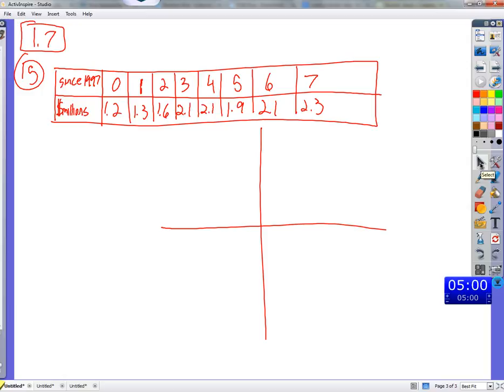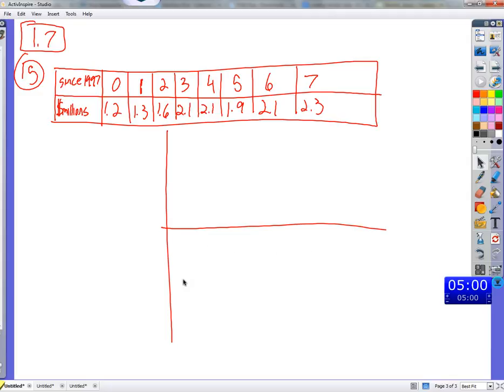For one thing, are we going to need this part of the graph? Do we need that? Why not? None of the inputs are negative. This is where negative inputs exist. Okay? So, you know, you move that over there. We don't need any negative inputs.